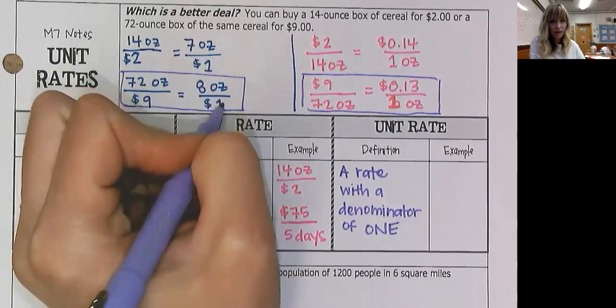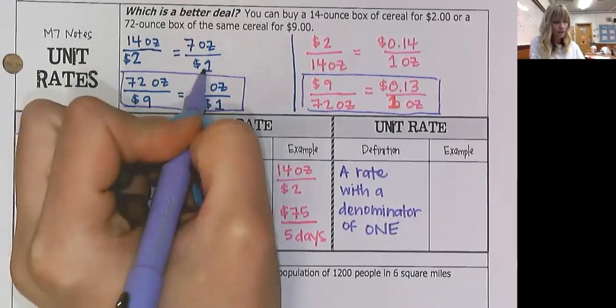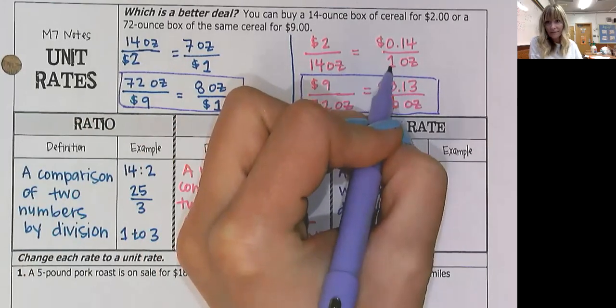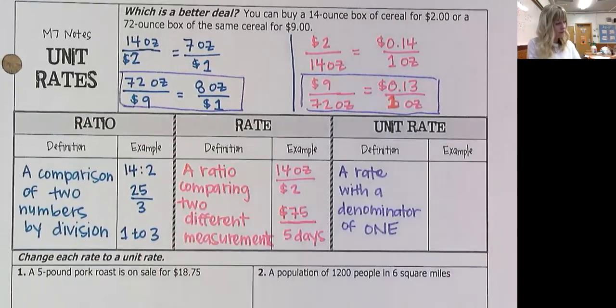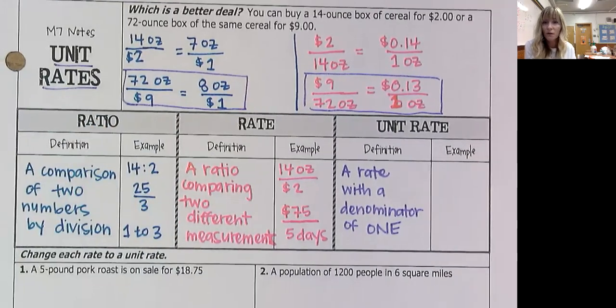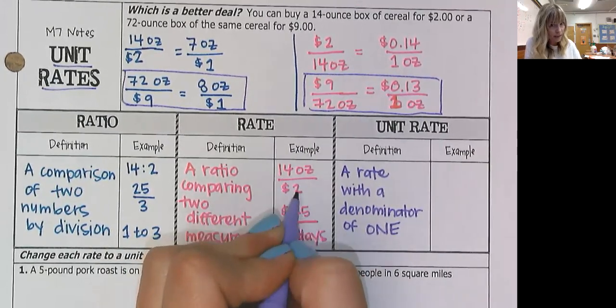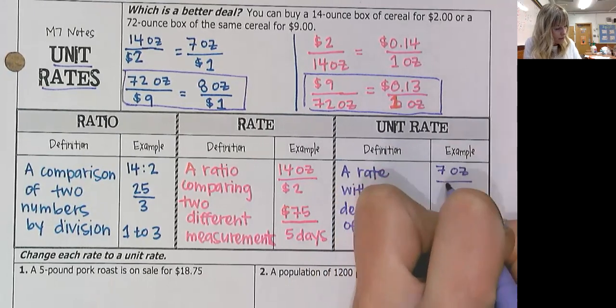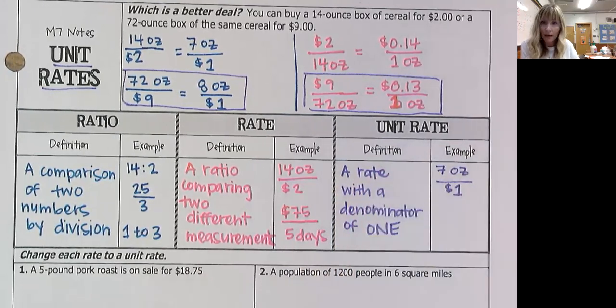Look at what all these turned into. Something over 1, something over 1, something over 1, and something over 1. And you'll notice the title of today's notes is unit rates. So much of our focus today is going to be, okay, I have a ratio or I have a rate. Can we turn it into a unit rate and understand what that unit rate is showing us? Here are a couple of examples. Instead of 14 ounces to $2, the 7 ounces to $1 is an example of a unit rate.